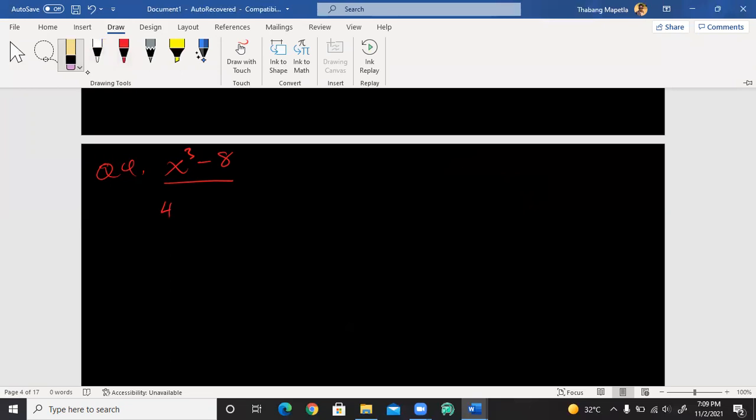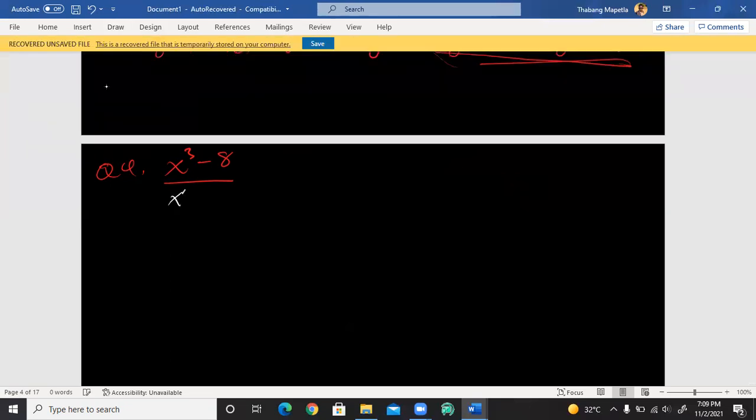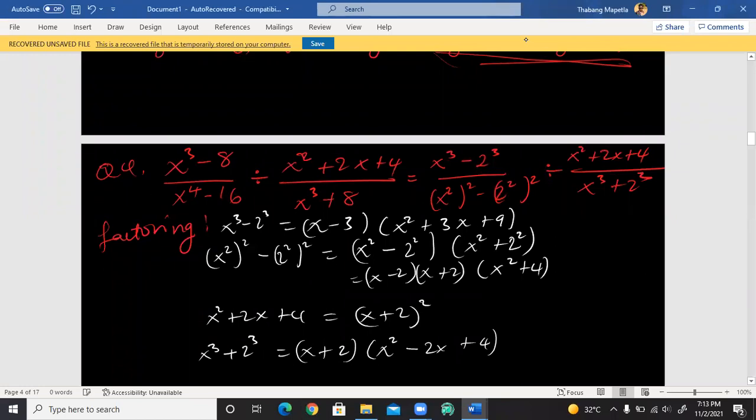It looks like this. It's this one here. Factorize and simplify. So what you're going to do is just easy.